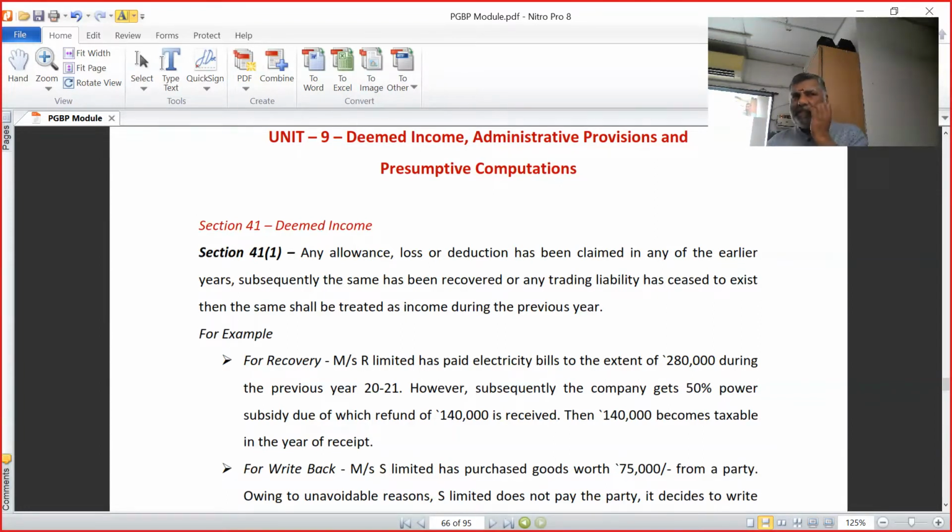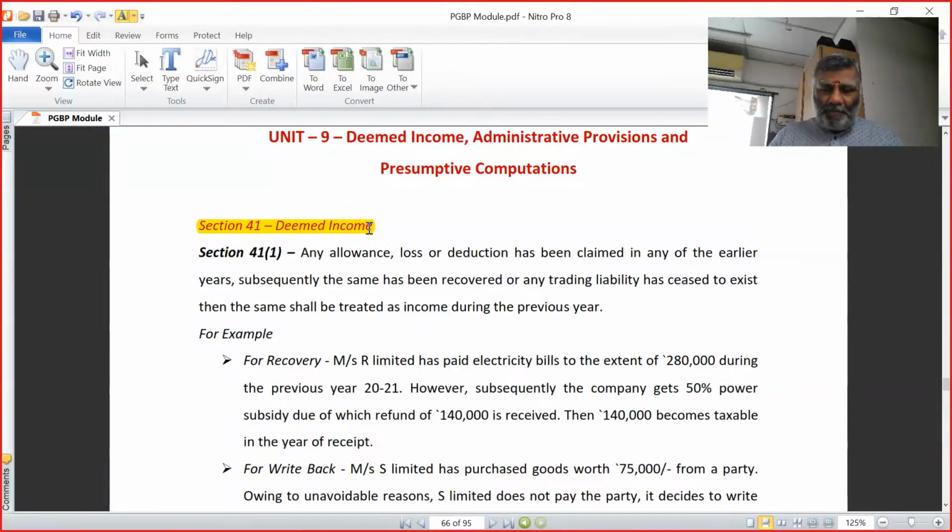Apart from ICDS, this is the last unit which we are going to speak about, the other administrative aspects. But before that, section 41, deemed income. I told you at the beginning itself, there are two sections which speak about income, 28 and 41. 28 directly spoke about the list of incomes which are taxable: compensation, partners' remuneration, perquisite, etc. 41, deemed income. Let's read it.